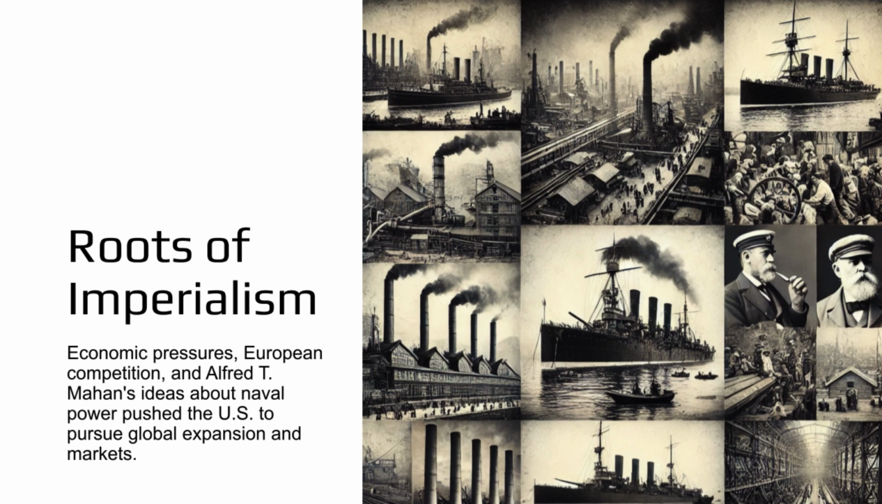So, what were the economic motives? American factories were producing a surplus of goods, more than citizens could buy. Business leaders saw global markets as the solution. They wanted to sell goods abroad and access raw materials to fuel industry. For example, Alaska's copper and Hawaii's sugar plantations became critical resources.